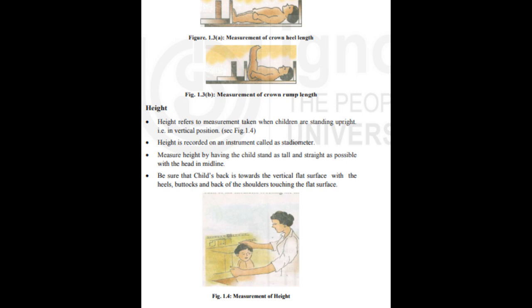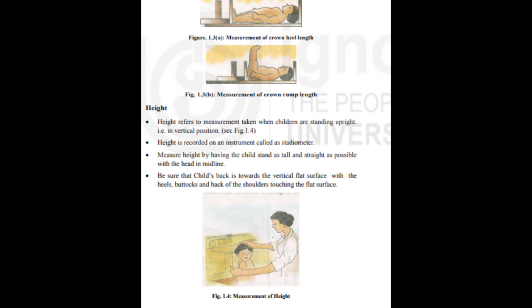Length refers to measurements taken when children are supine. For children up to the age of 36 months, or below 80 centimeters if age is not known, you should measure recumbent length, Fig. 1.3a, b.